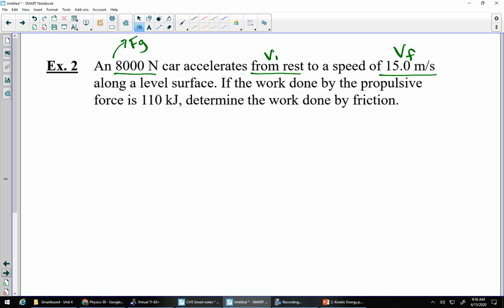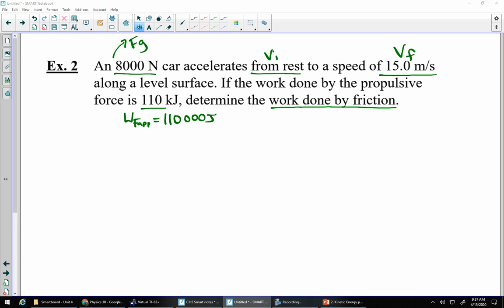Okay, cool. The work done by the propulsive force is 110 kilojoules. So that's my work being done, and we might as well change that into regular plain old joules. So 110,000 joules. Determine the work done by friction. Cool, so the work done, and you know what we might even do with this? Let's make that a little bit more specific. Rather than just saying the work done, let's say the work done by the applied force is equal to 110,000 joules.